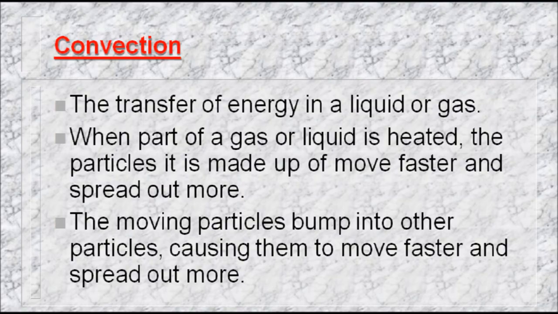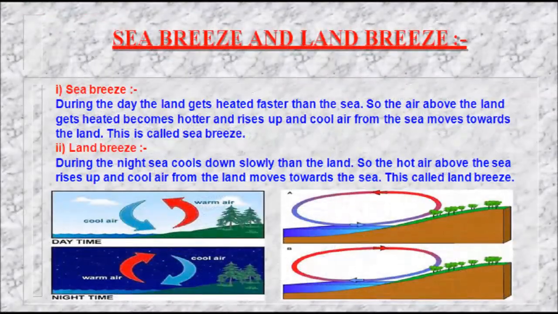Sea breeze and land breeze. Sea breeze and land breeze that blow near the coastal areas are examples of convection currents in gases. The coastal areas usually experience the cool breeze blowing from sea to land during the day. The direction of the breeze gets reversed during night.